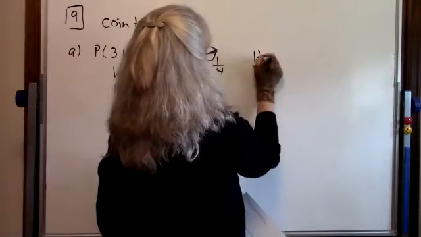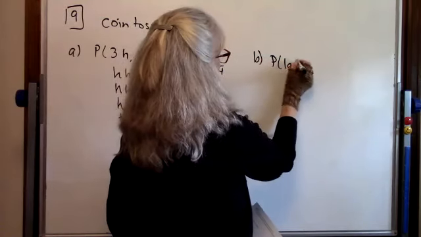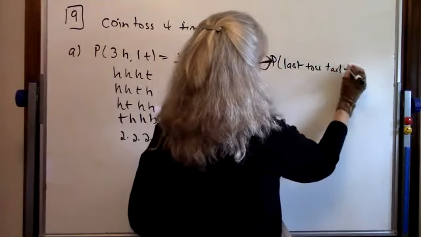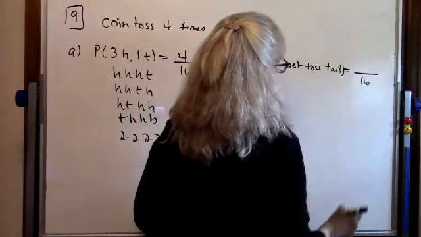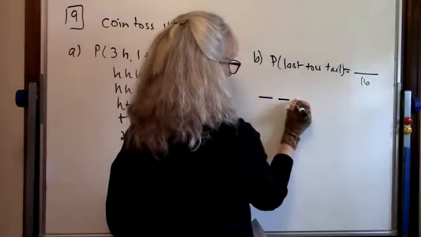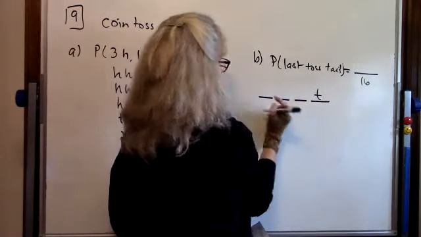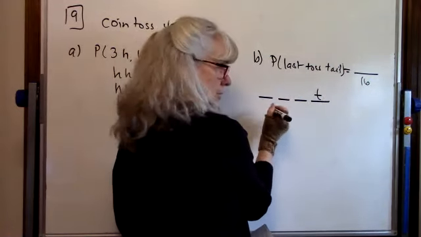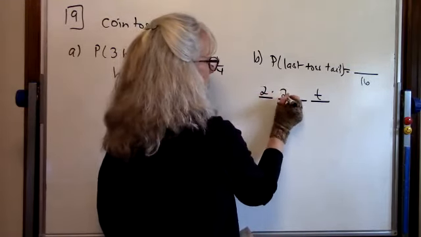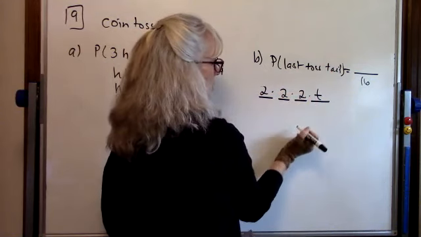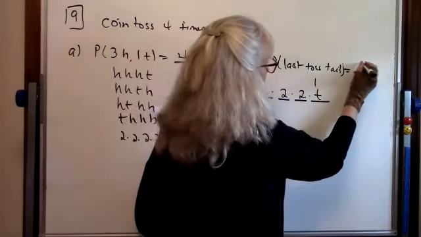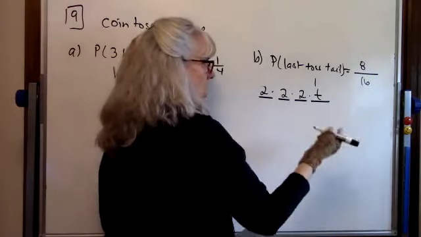Okay, part B is saying, what's the probability that the last toss is a tail? Okay, the sample space isn't changing here. It's still that 16 because we're still tossing it 4 times. Now what they're asking me, here's my 4 tosses. They're saying this one is a tail no matter what, but they're not saying anything about the first 3. So this first toss could be a head or a tail. That makes 2 possibilities there. 2 possibilities on the next one and 2 possibilities on the third one. The last one is the only one we know for sure. So that was 1 possibility. So we end up with 8 possibilities with the last toss as a tail.